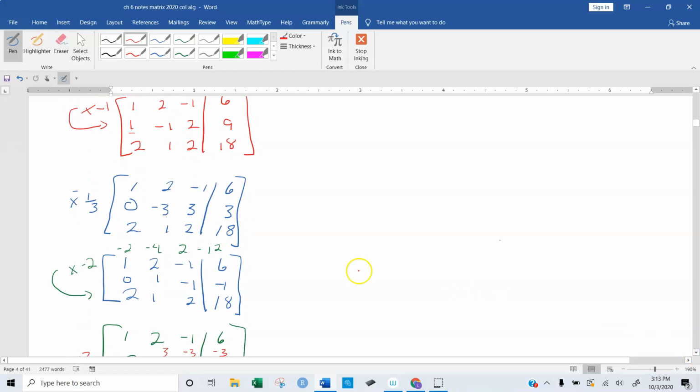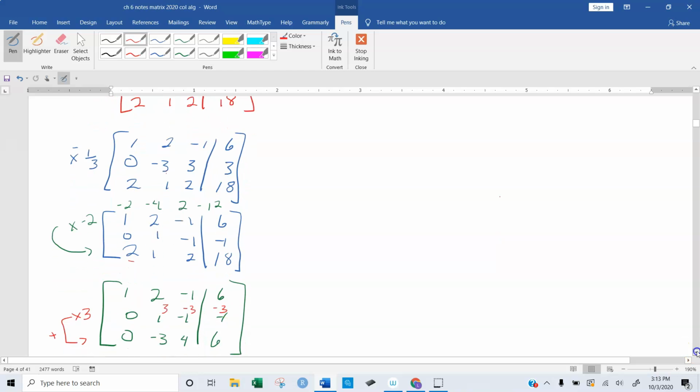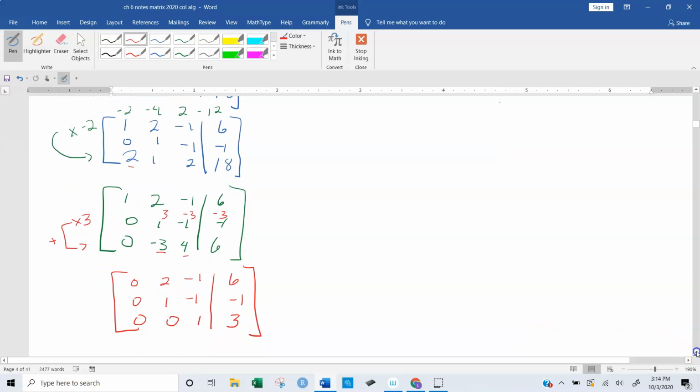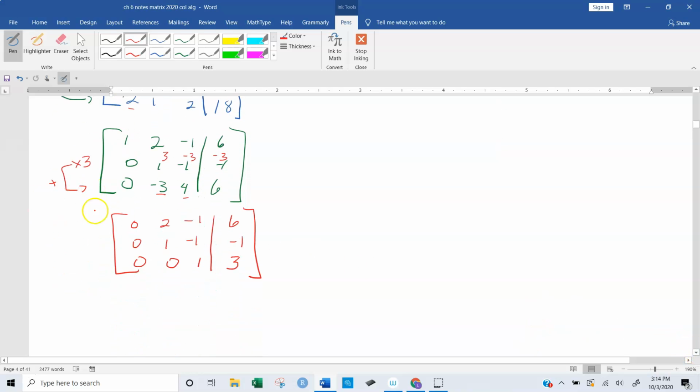Then I took the top row times a negative 2 to get rid of this 2 down to a 0. Added that down. Then I took my middle row times 3 and added it down to get this guy to a 0, which automatically turned him to a 1. So then I was finished. Oh, this should be a 1 right here.